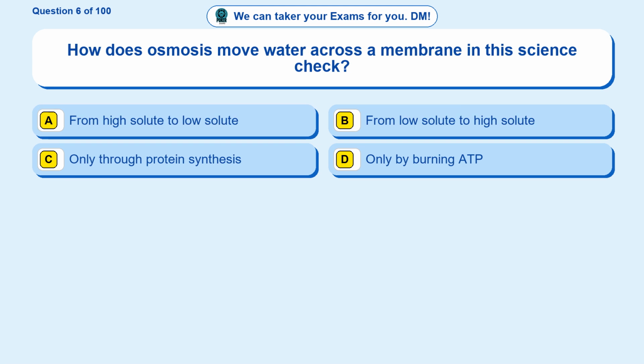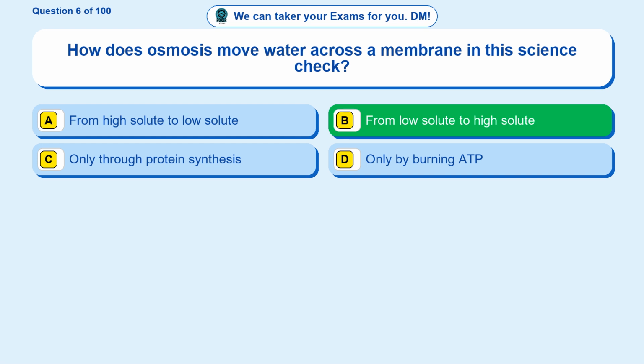Question 6. How does osmosis move water across a membrane in the science check? Option A. From high solute to low solute. Option B. From low solute to high solute. Option C. Only through protein synthesis. Option D. Only by burning ATP. The correct answer is option B. From low solute to high solute.